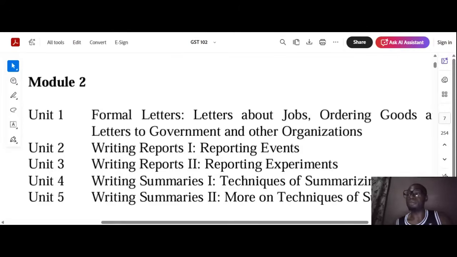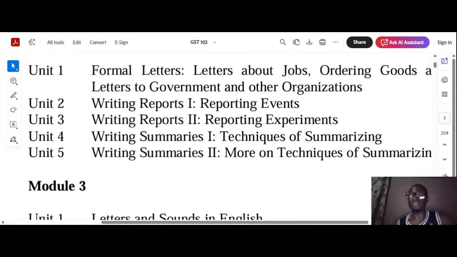So we have what we call letters for ordering goods. Letter for ordering goods is part of it. Sorry, it's a form of formal letter. Letters you write to government and organizations, they are all formal letters.